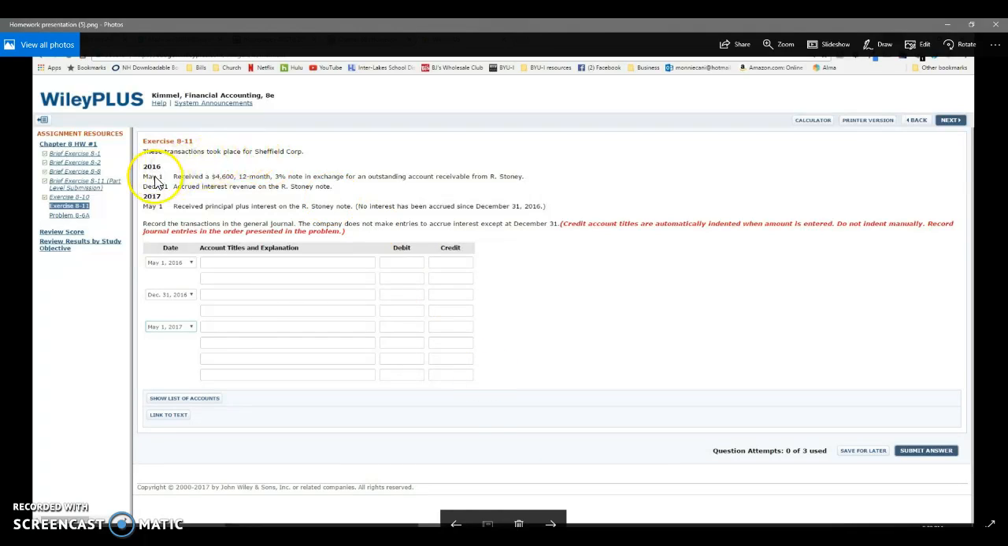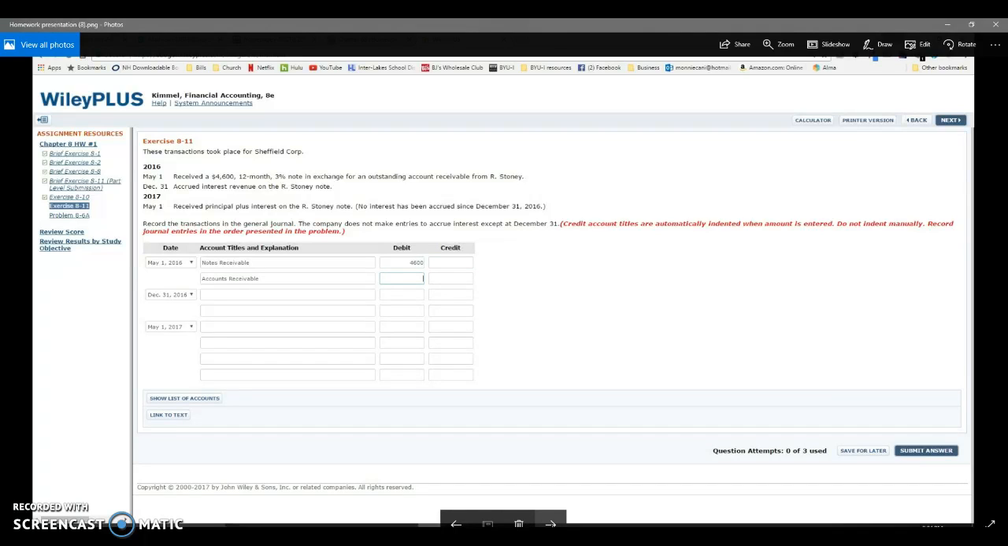It says May 1st, we received a $4,600 note, 12 months, 3%, in exchange for an outstanding account receivable from R. Stoney. So there is already an account receivable on the books for this account, and we're transferring it over to a note. So that means we're going to debit our notes receivable. Notes receivable is an asset, so we debit it to increase that account because we're creating it. And we debit it for the face value of $4,600. That's the amount that they owe us.